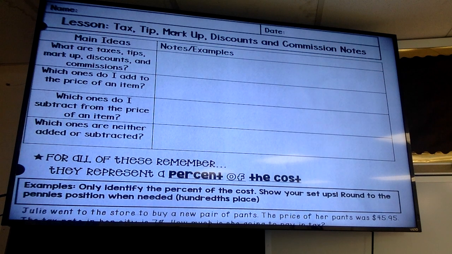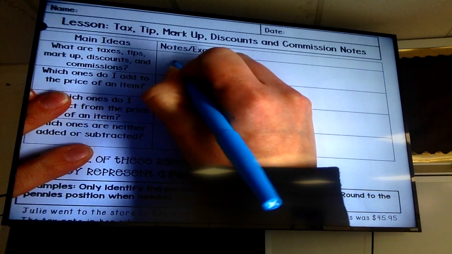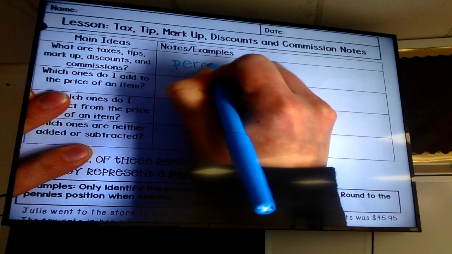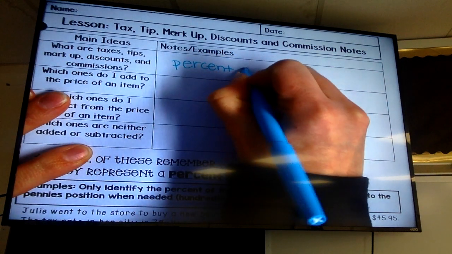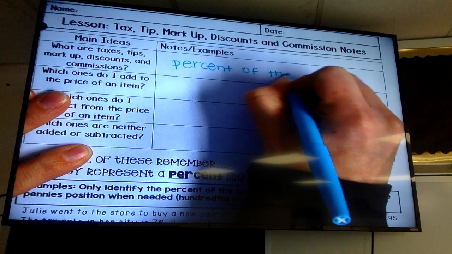Alright, guys, this is your lesson on tax, tip, markup, discounts, and commission. So, first of all, what are tax, tips, markups, discounts, and commission? These are all things that represent a percent of the cost of an item.